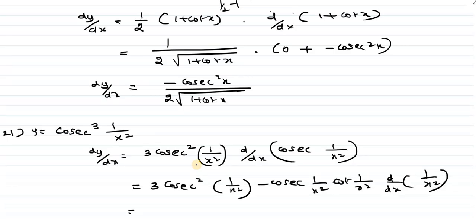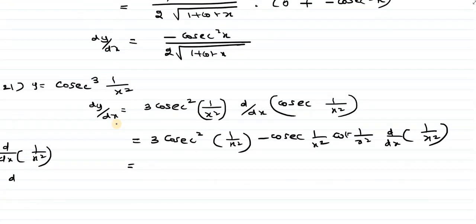Any one of you remember what is the differentiation of 1 by x square? D by dx of 1 by x square. Can we do the differentiation by keeping the function in the denominator? No. x power minus 2. So minus 2 x power minus 3. That is minus 2 by x cube.